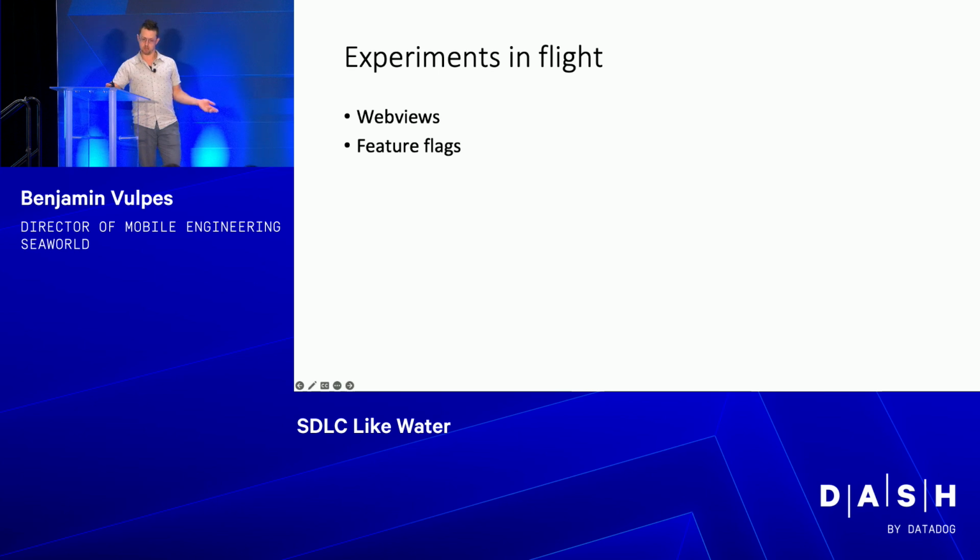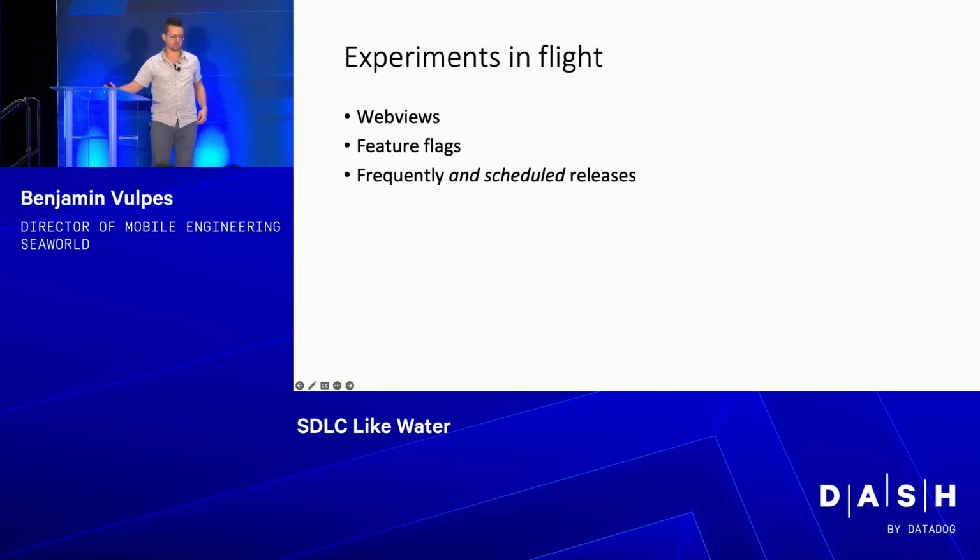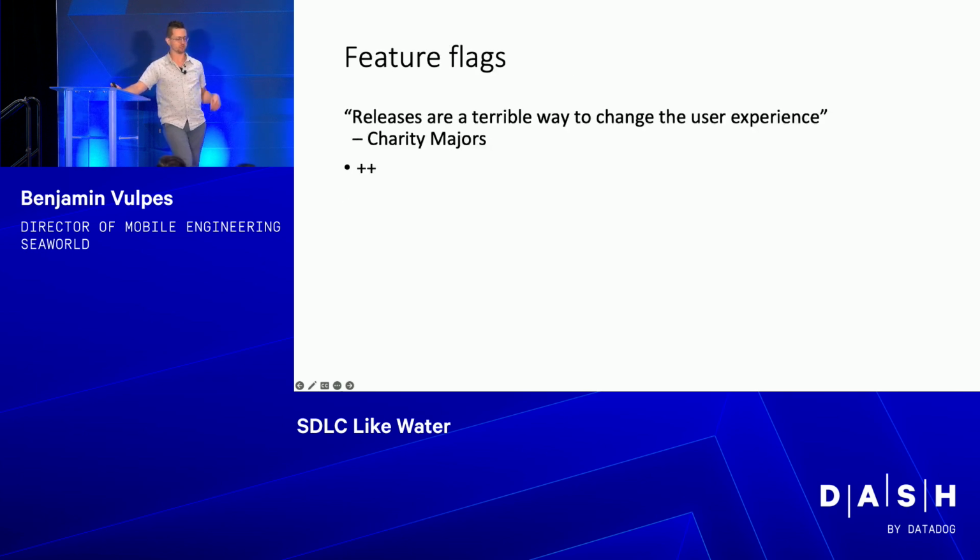Feature flags, an experiment that we're working on. Being able to merge code all day without exposing it to the end user. Frequent and scheduled releases, bringing that predictability and that cadence back into the business process. And VQA automation. We're also doing some experiments with version control. They're kind of not super interesting to talk about. Let's talk about all of these things in detail.